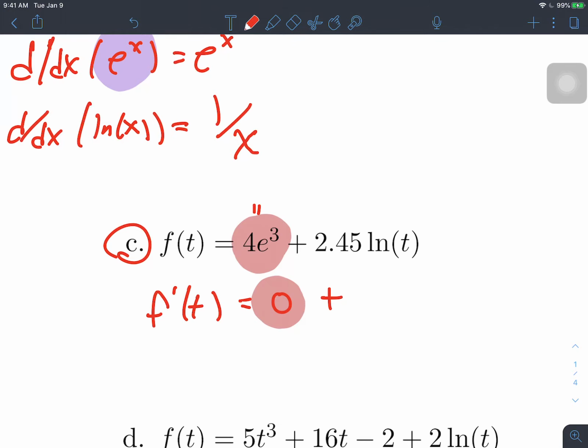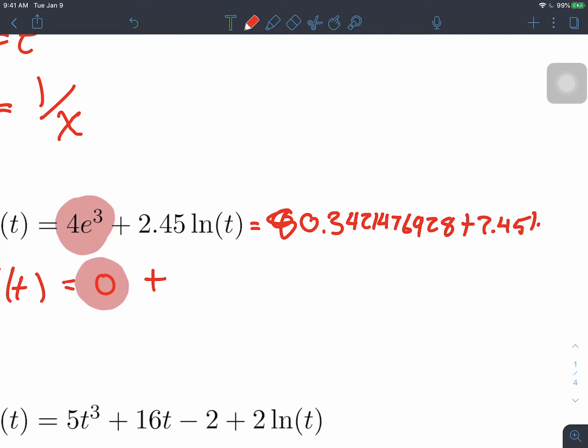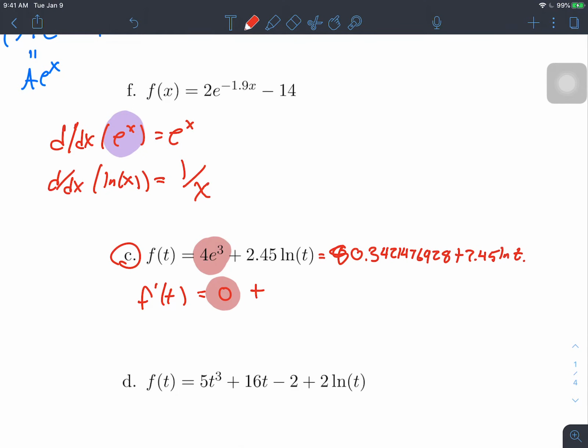This whole function is the same as the function 80.3421476928 plus 2.45 ln t. Okay? And if you saw that decimal point right there, I bet you'd know right away that when we do that derivative, it's just going to be 0. It's just a number. We do the derivative of a number, we get 0. All right, I think I've beaten that into the ground enough.